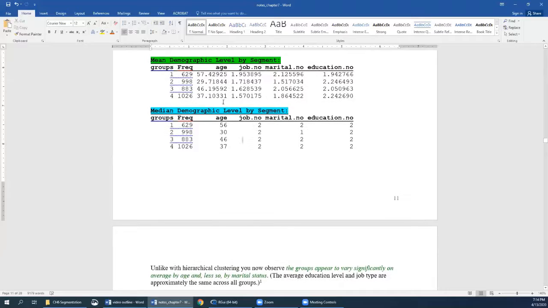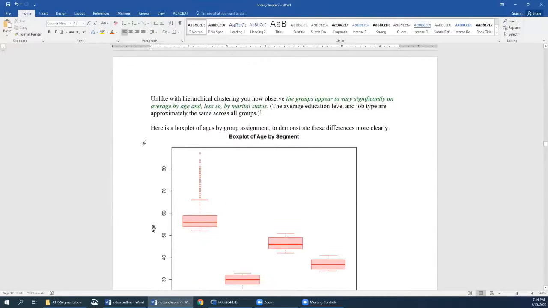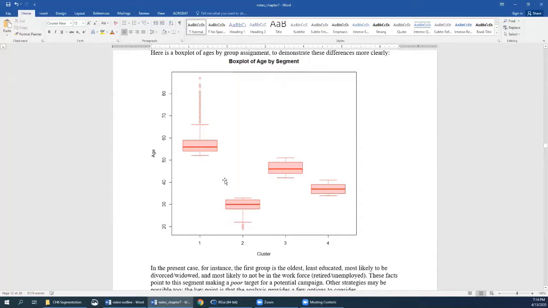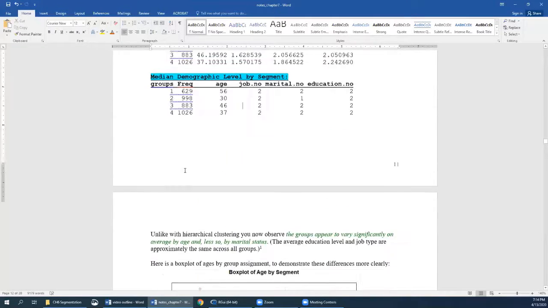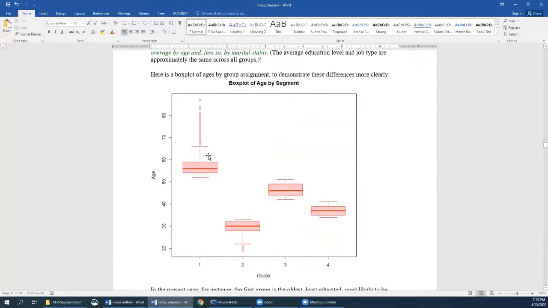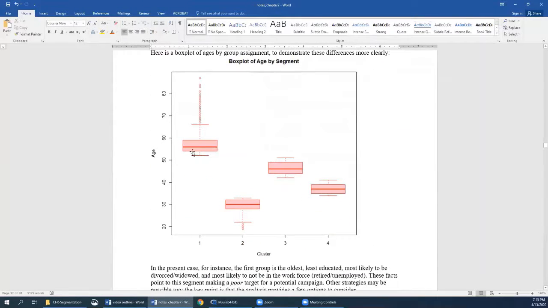So it really seems like age is the driving demographic that's creating our 4 clusters using this method. To dive a little bit deeper into that, I created a box plot of age by segment. What we're seeing here are the 4 clusters in the same order as you see in our mean and median graphics from our segment inspection function. And we're seeing that these are perfectly divided. There's almost no overlap between any of these box plots.